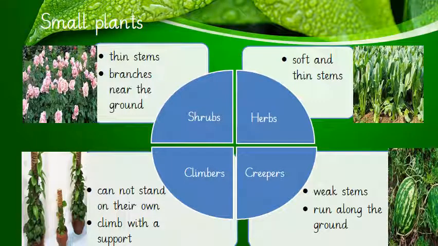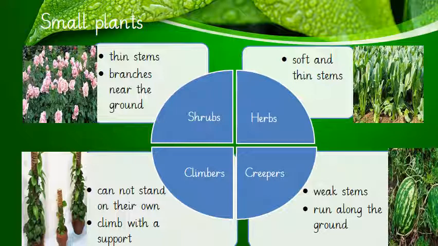Now come small plants. There are four main types of small plants: shrubs, herbs, climbers, and creepers. Let's discuss shrubs first. Shrubs have thin stems, and the branches of shrubs are near to the ground. Common examples of shrubs are rose and sunflower.